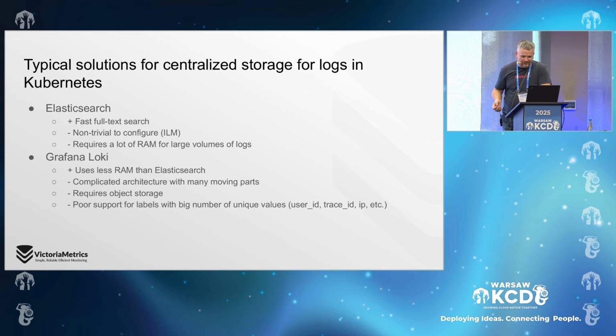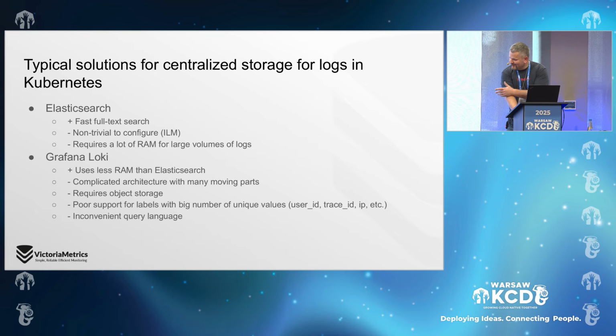Grafana Loki also has very poor support for labels with a big number of unique values, such as user ID, trace ID, IP address, and so on. If you try storing logs with such labels in Grafana Loki, you will instantly notice increased memory usage, and it will stop working.